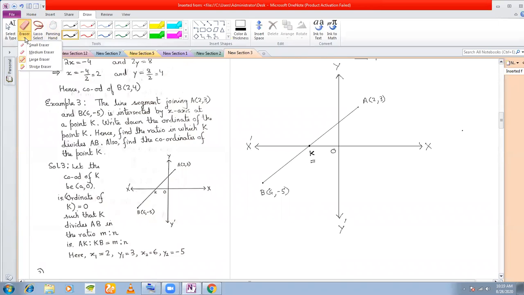The second part of the question states: hence find the ratio in which K divides AB. The ratio in which K divides AB means this part is to this part, M is to N. You have to find that out. So we need to find out the coordinates of K and we need to find out the ratio.